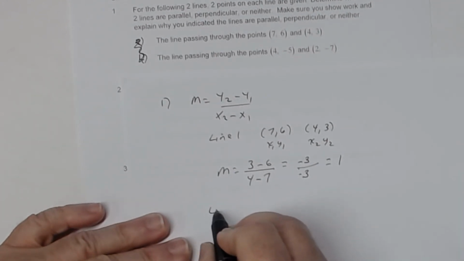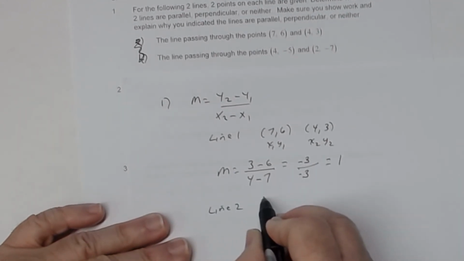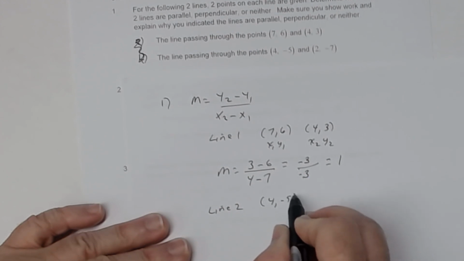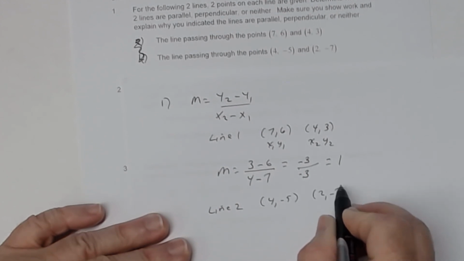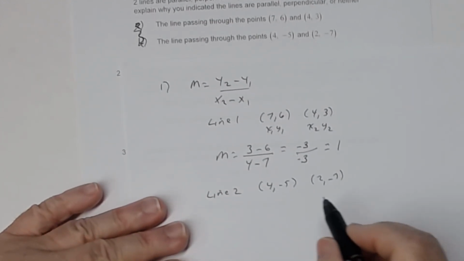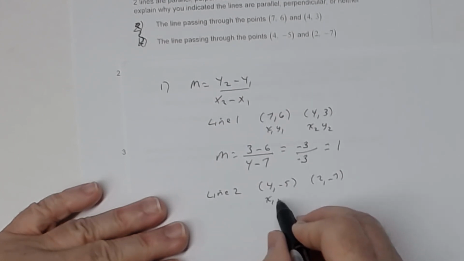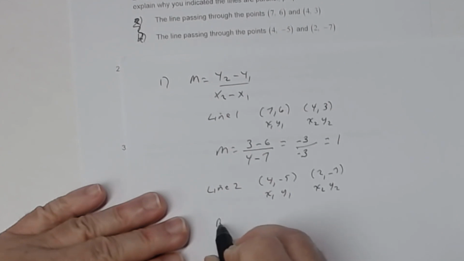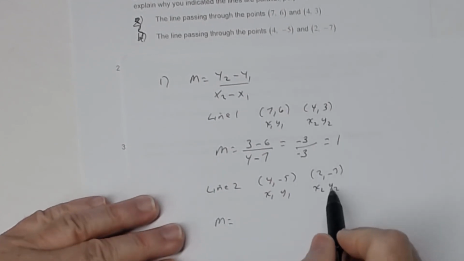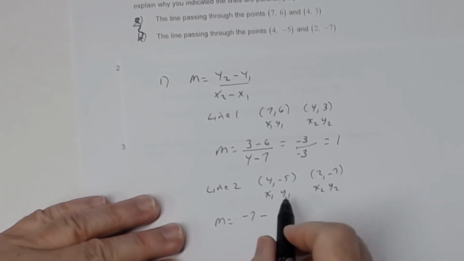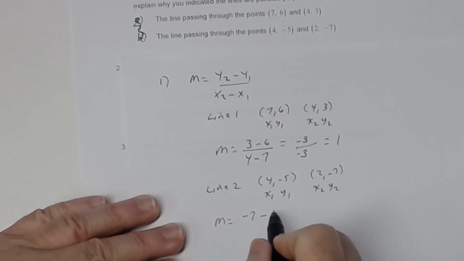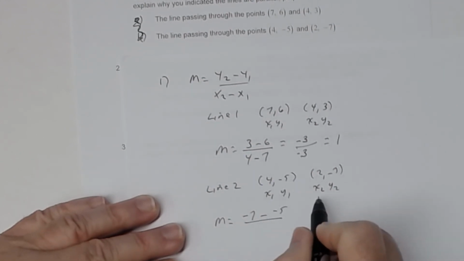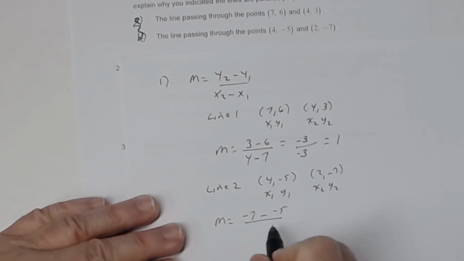So let's look at line 2 now. So line 2, my points are 4, negative 5, and 2, negative 7. Those are your points. And if we label these again, x1, y1, x2, y2, and we find the slope. So the slope, we're going to say y2, which is negative 7, subtract y1, which is negative 5, divided by x2, which is 2, subtract x1, which is 4.